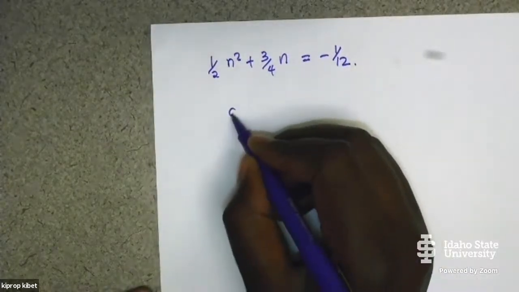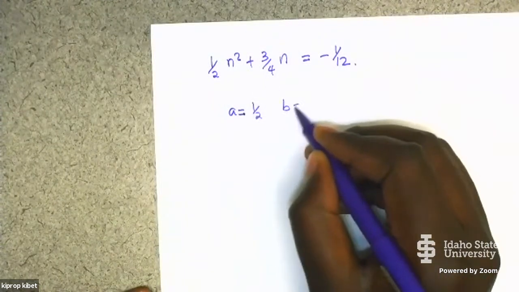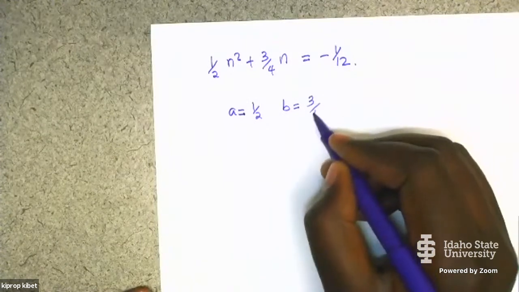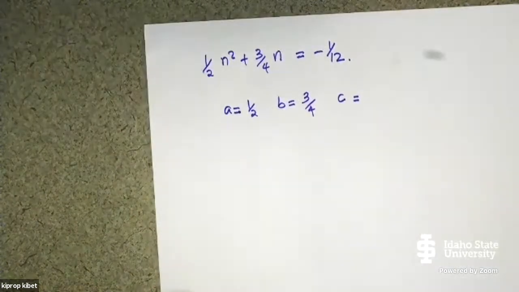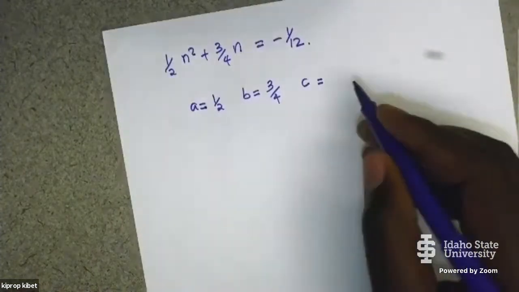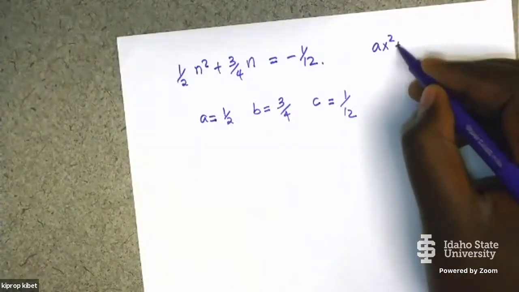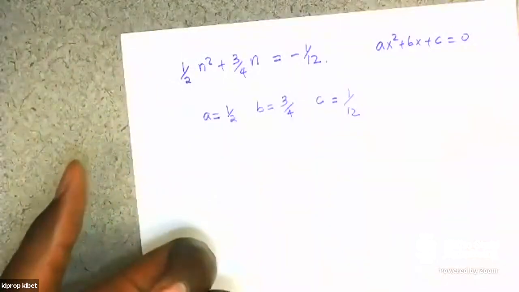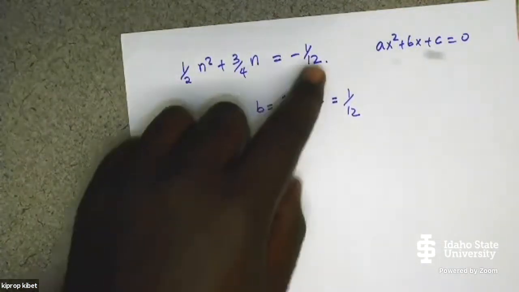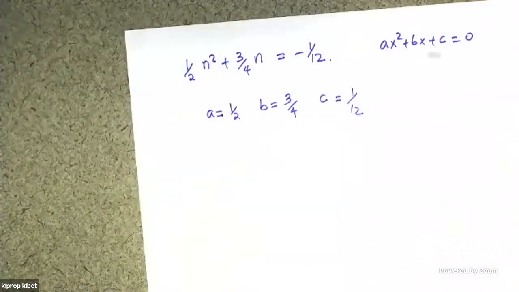So our A is equal to 1/2. Our B is equal to 3/4. Our C is equal to 1/12. Since we want to form this into the form ax squared plus bx plus c equals 0, that means we bring the c to this other side. So when we bring c here, it becomes what? Plus. Becomes plus.